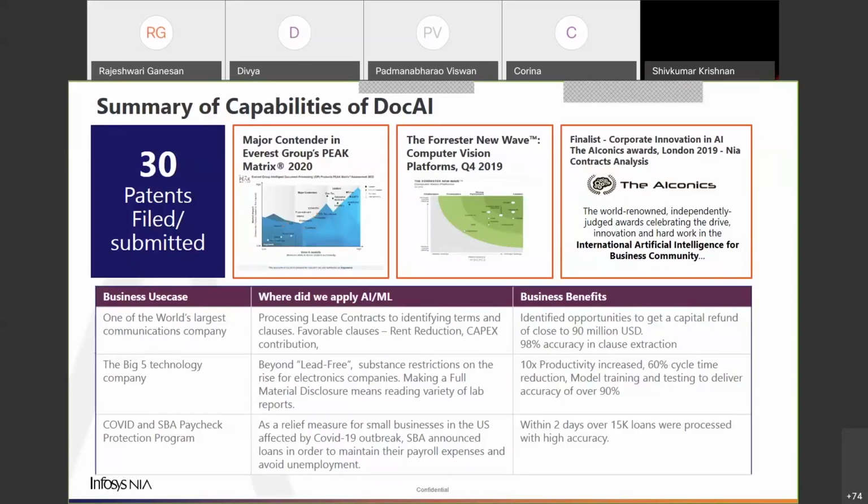There was another clause related to capital expenditure. A lot of these companies have capital expenditure towards hosting towers and tower leases.